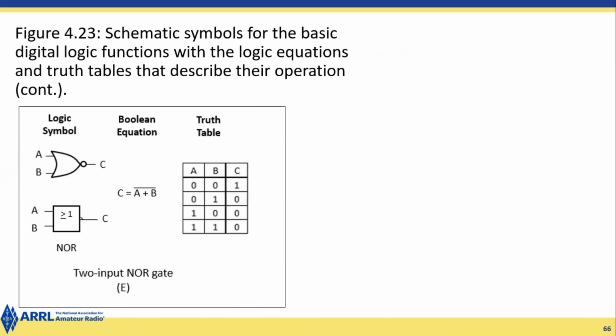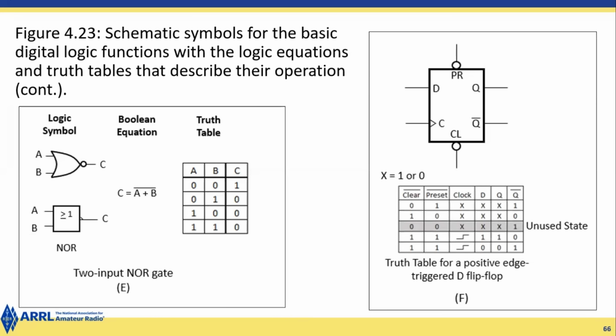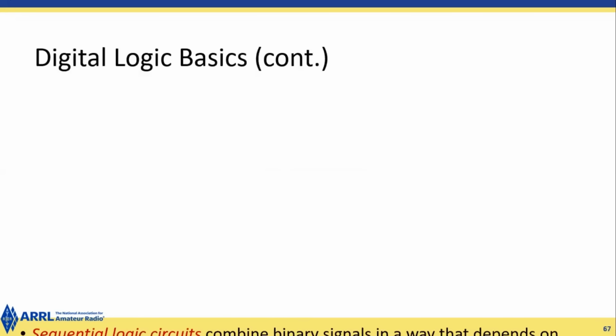Here's a NOR gate, and again, it's the opposite of the OR gate. It takes the output of the OR gate and inverts it. So if I have any input that's a 1, the output is a 0. If both inputs are 0, the output is a 1. And here's a flip-flop. The flip-flop is used to store the next condition. If my inputs are 1 and 1 and I get a clock, the output changes on the next state.